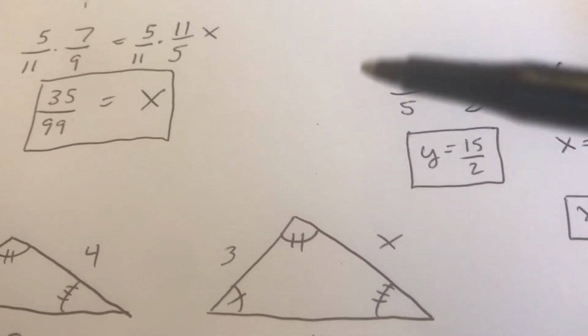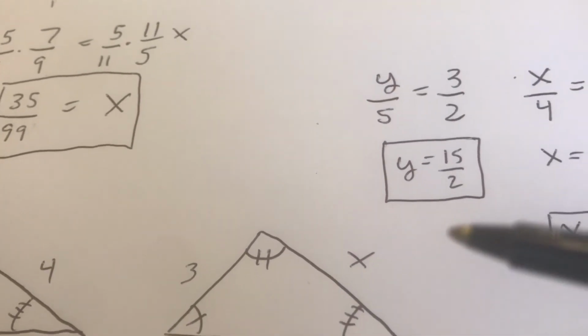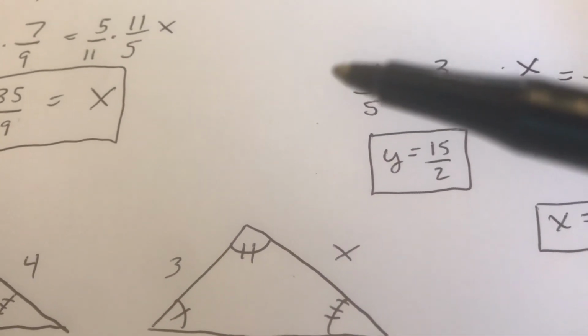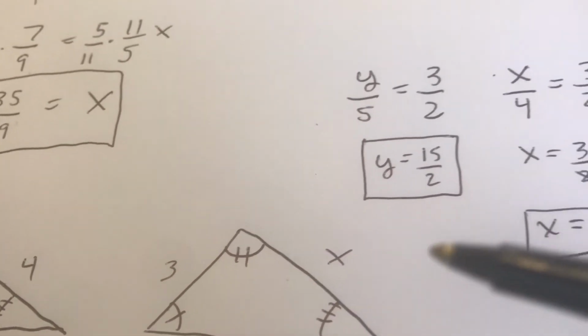Now Saxon says you can cross multiply and then divide, but you can just multiply both sides by 5 here to get y by itself. Because when you multiply by 5, it cancels, so 15/2.